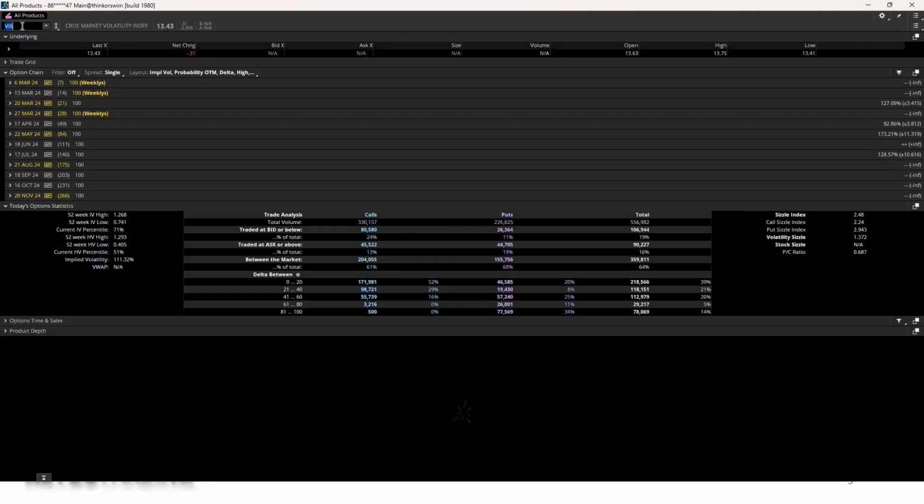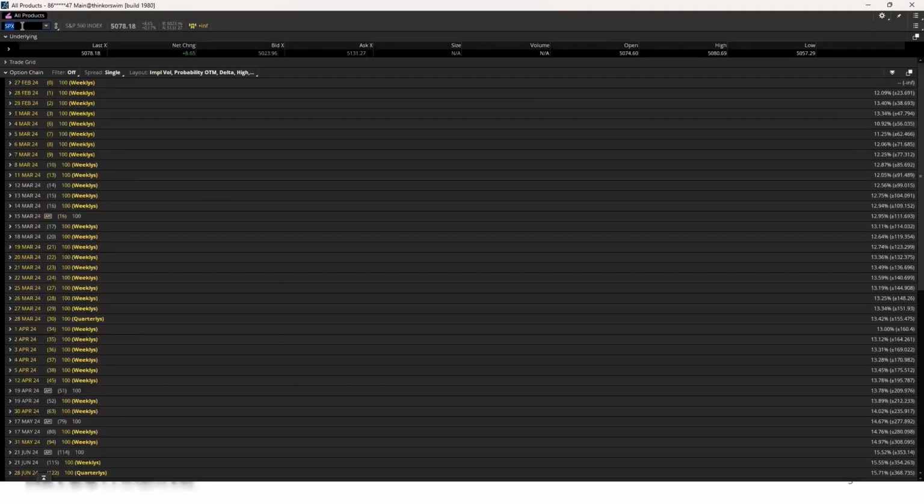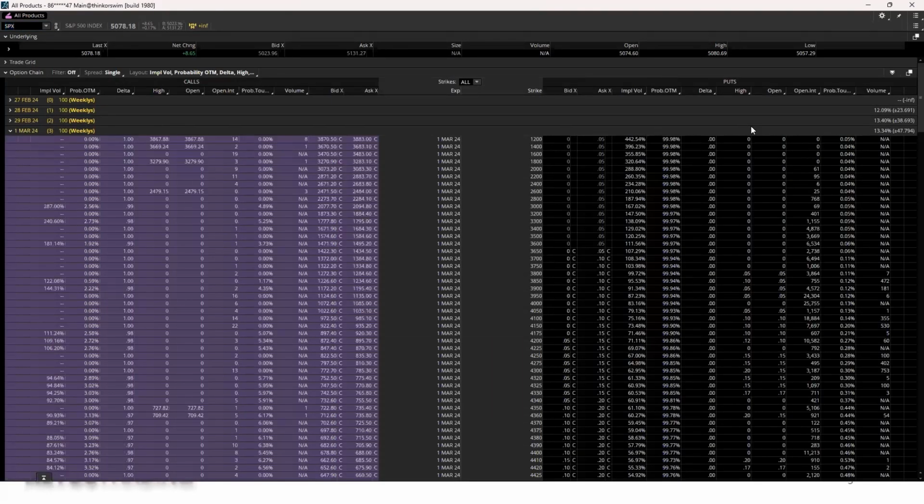All right, so let's go over to the SPX, and let's go out to Friday. So we've got 13.34% implied volatility going out to Friday, this week's Friday expiration. Implied move of almost 48 points on the S&P.